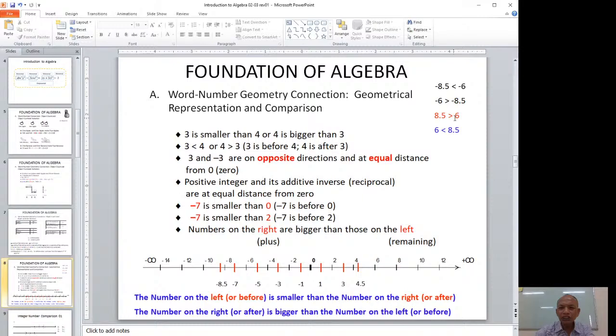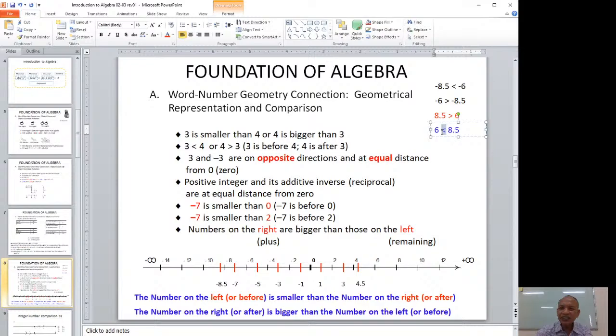When we see a number, we must think of the number line. 8.5 comes after 6: we count to 6, then 7, then 8 and a half, so 8.5 is after and therefore bigger. I hope you understand it well now. Those that come after, or on the right, are bigger than those that come before, or on the left. Even when we say 6 is smaller than 8.5, we say the small number first, then the bigger number after.